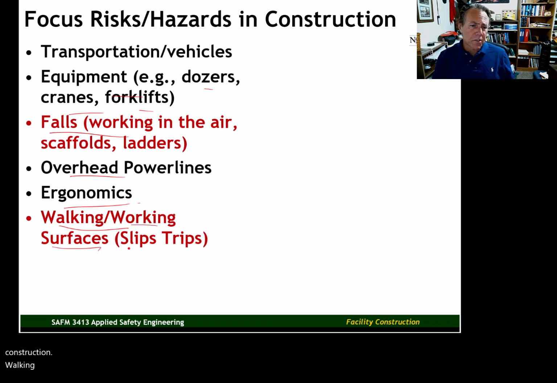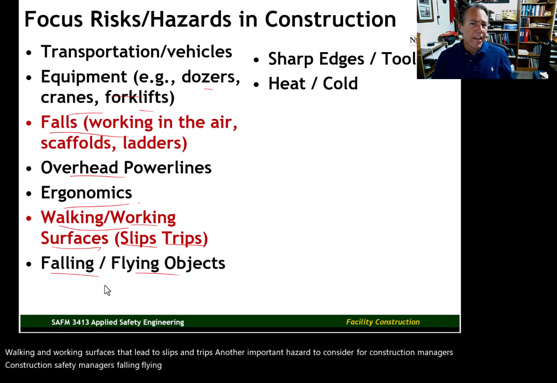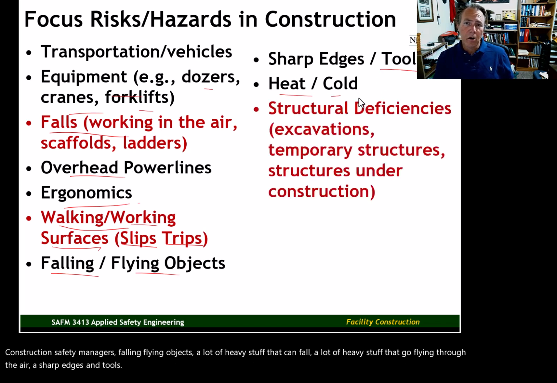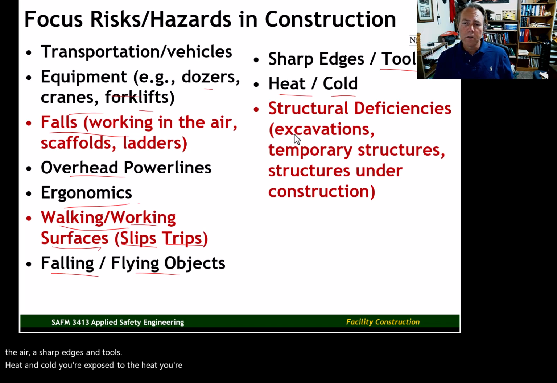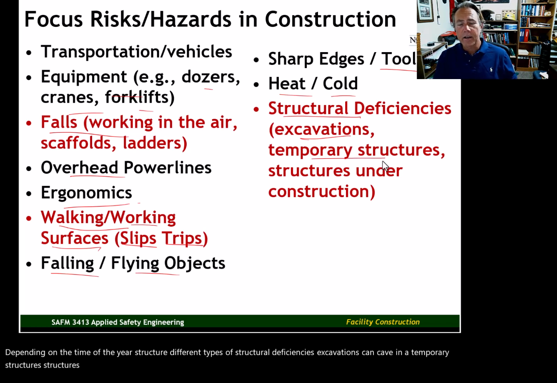Walking and working surfaces that lead to slips and trips, another important hazard to consider for construction safety managers. Falling, flying objects, a lot of heavy stuff that can fall, a lot of heavy stuff that can go flying through the air. Sharp edges and tools. Heat and cold, you're exposed to the heat, you're exposed to the cold, depending on the time of the year. Different types of structural deficiencies.